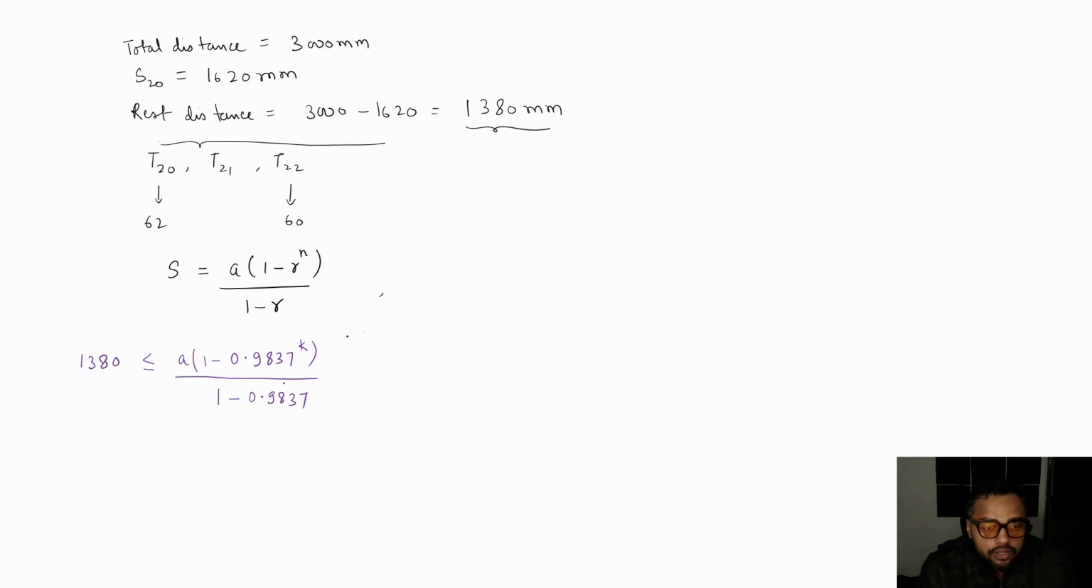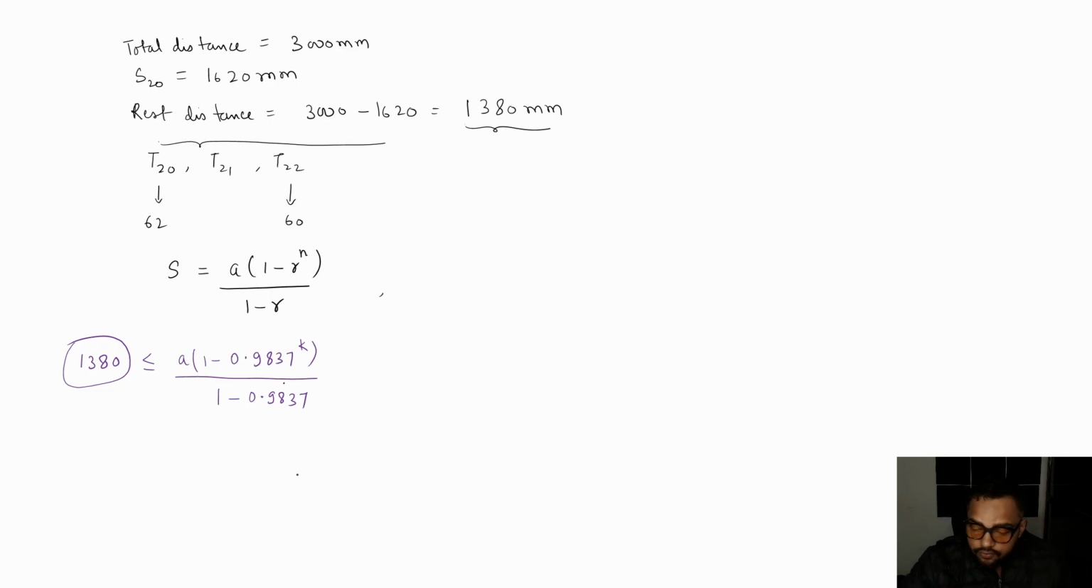Okay, so don't get confused about why I have put this inequality sign here. This is the remaining distance which the posts need to cover anyhow. So it must be either equal to 1380 or greater than 1380. That means for the total number of hits, it should be either equal to 1380 millimeters or more than 1380, but it can't be less than 1380. So that is why we have put this inequality sign here, students.